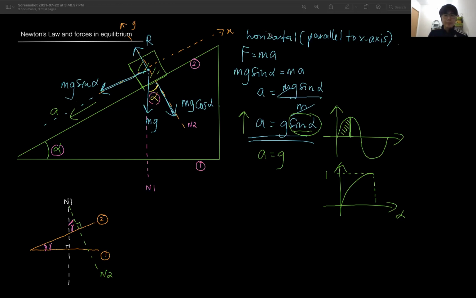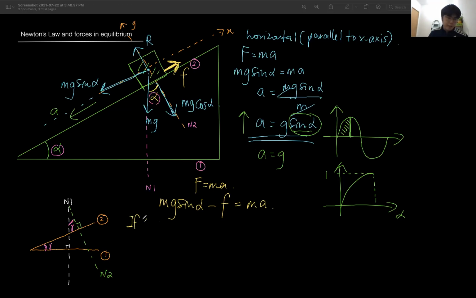Now, what if there is friction? If there's friction, the way we label it, along the surface, F, the horizontal component. So we use F equals ma: mg sine alpha minus the friction equals ma. If friction is less than the forward force, the mg sine theta, then it will still accelerate downward.